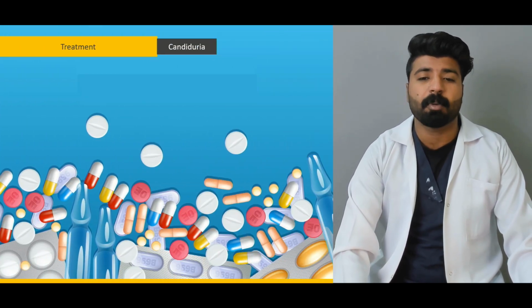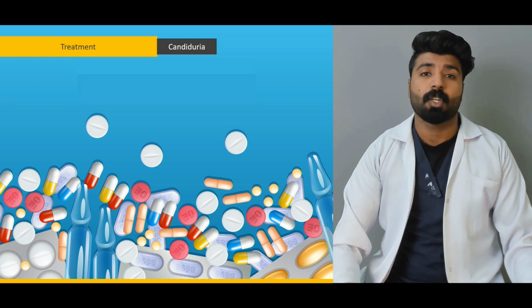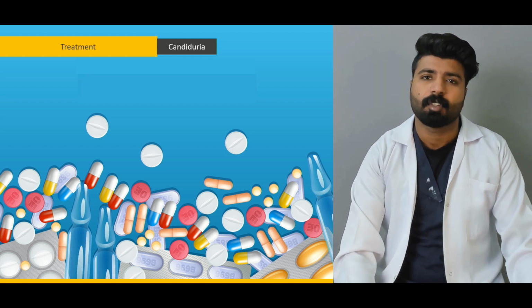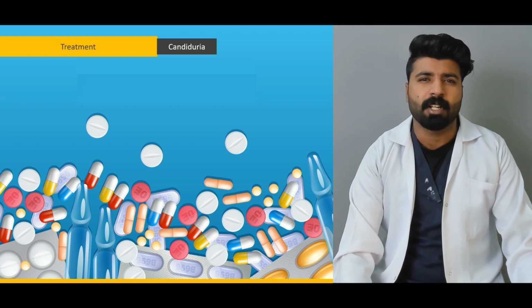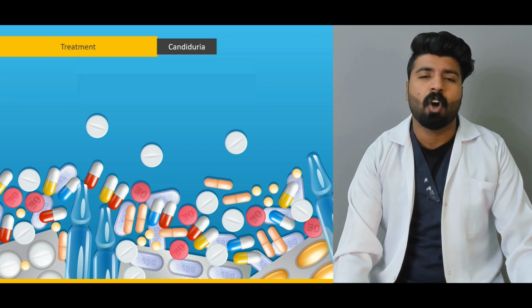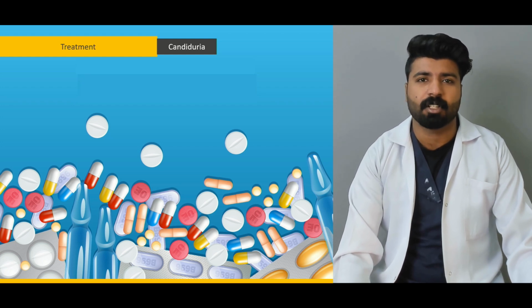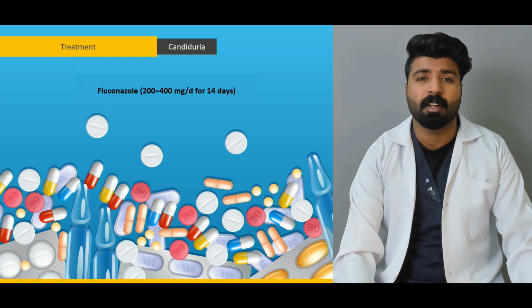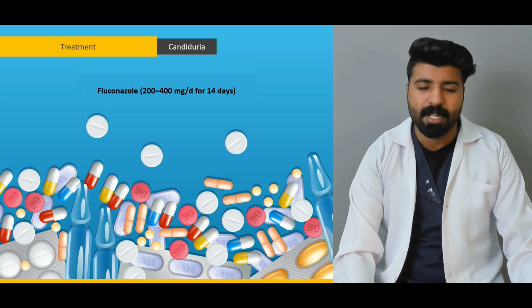Next on we have treatment of candiduria. Now, what is candiduria? Candiduria is if you have presence of yeast inside your urine. It means some kind of mold is there. It means it's a fungal infection. How do you treat a fungal infection? So the treatment of the fungal infection is going to be fluconazole, which is going to be given in 200 to 400 milligram per day for 14 days.